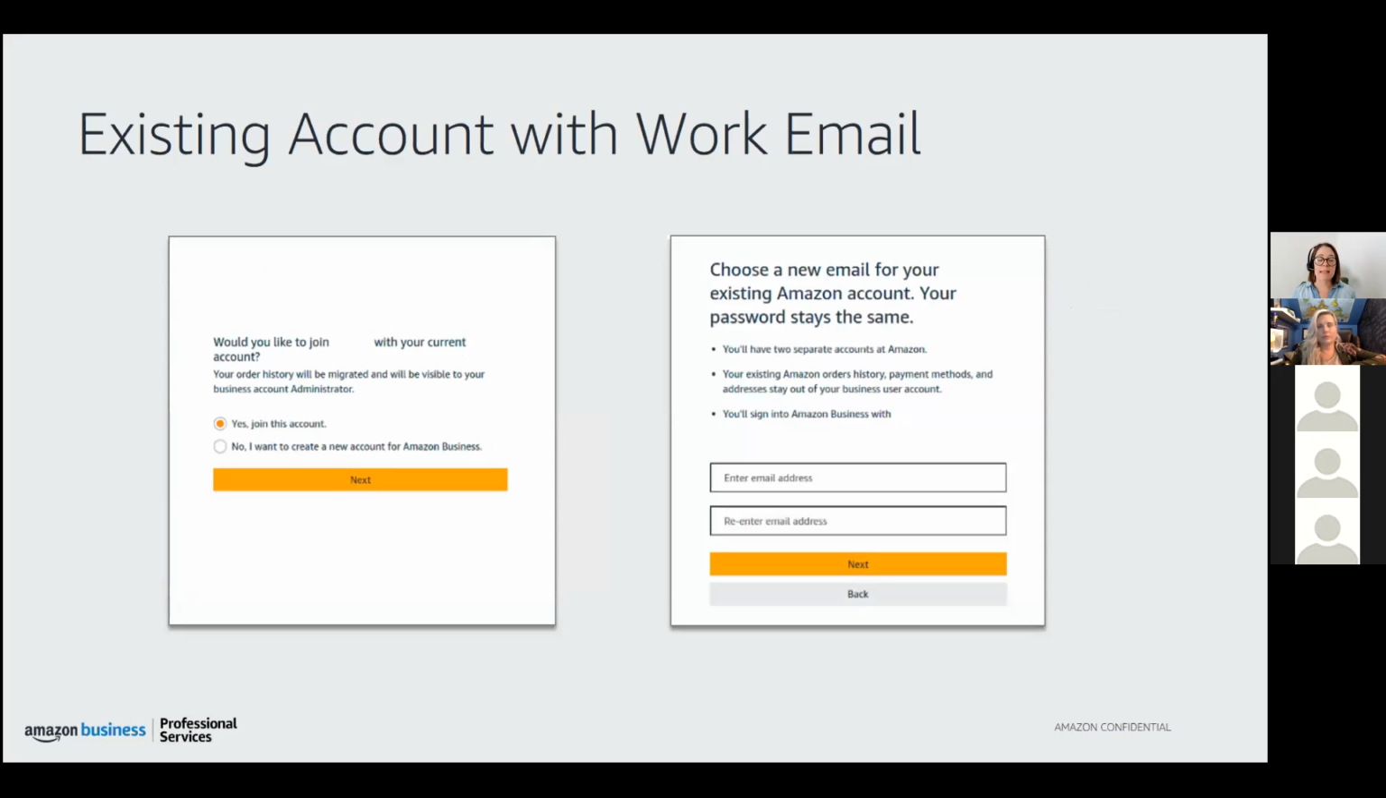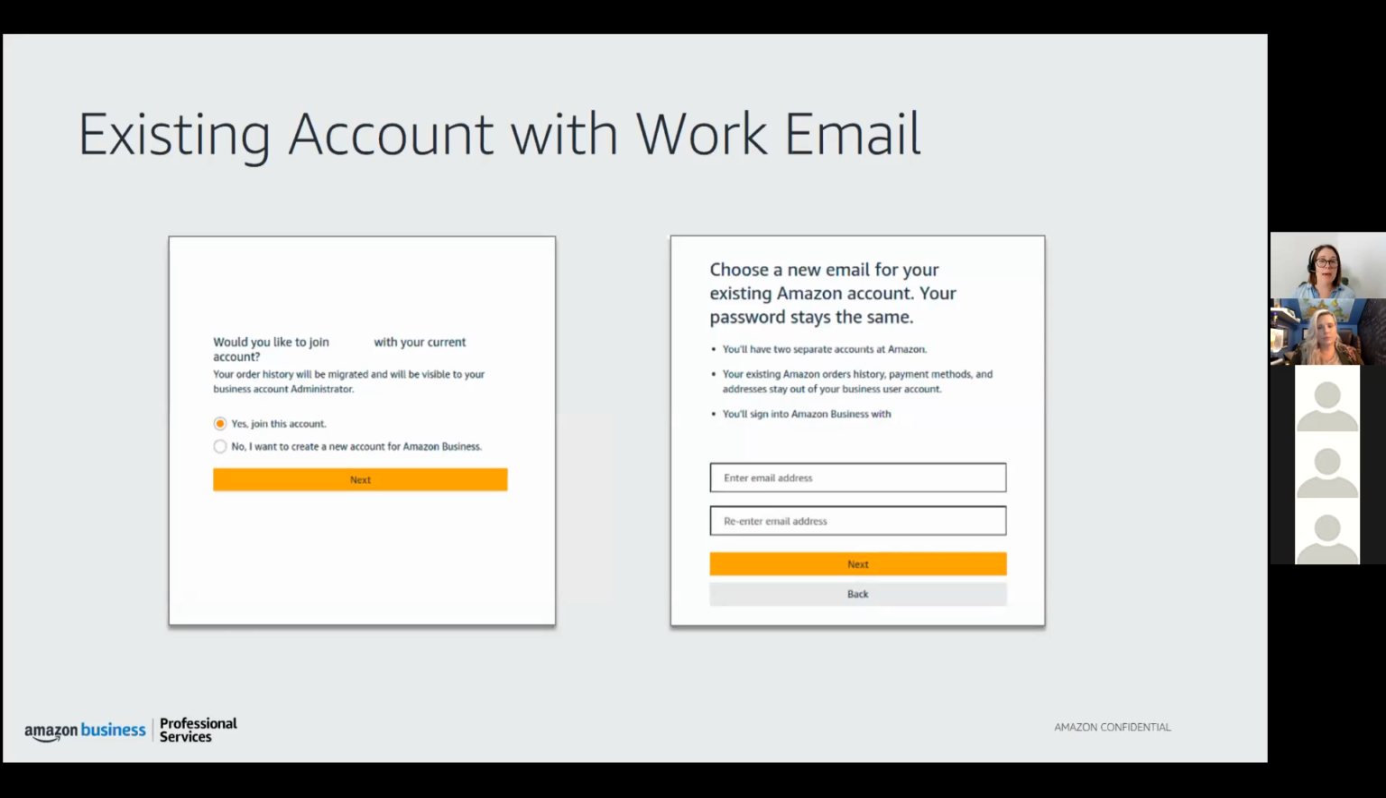If you had an existing Amazon.com account with your work email, you'll come to this screen instead when you click that invitation. This will allow you to either merge your existing order history into the centralized account, or you can split off that existing order history to a new personal email address.